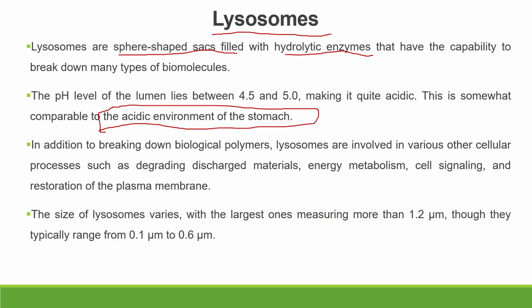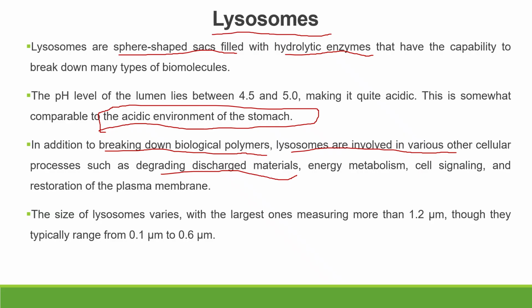Besides breaking down biological polymers, lysosomes are involved in various other cellular processes. Another function of the lysosome is degrading discharged materials. Energy metabolism, cell signaling, and restoration of the plasma membrane are also very important. The size of the lysosomes varies, with the largest ones measuring more than 1.2 micrometers, though they typically range from 0.1 micrometer to 0.6 micrometer. So this is all about the lysosome.